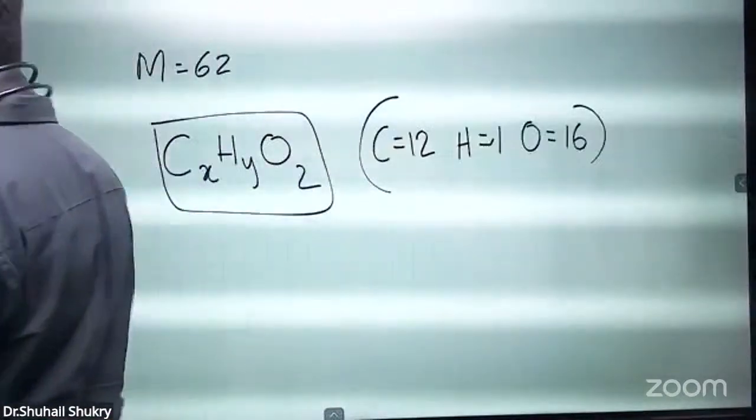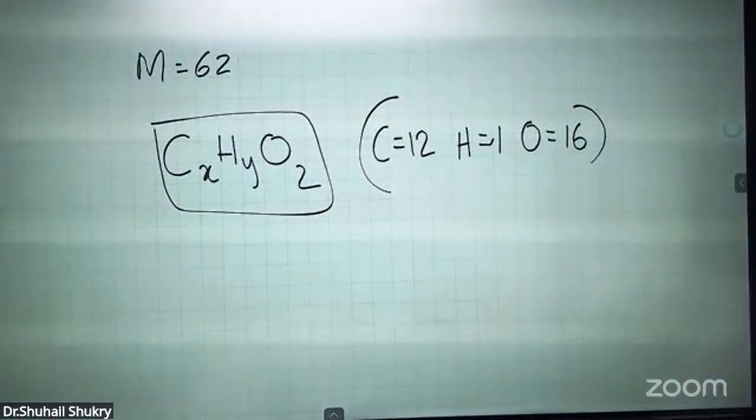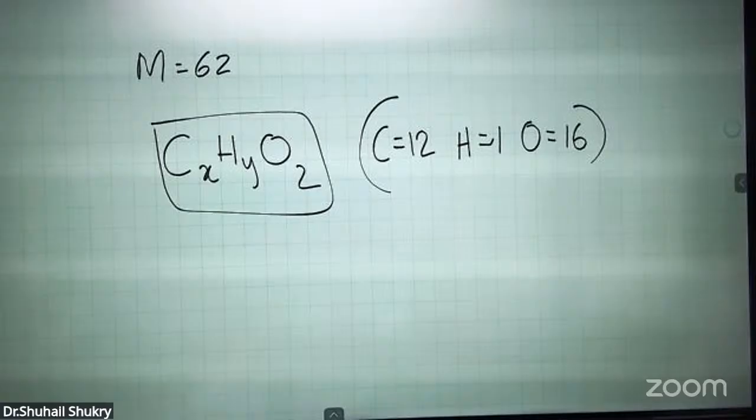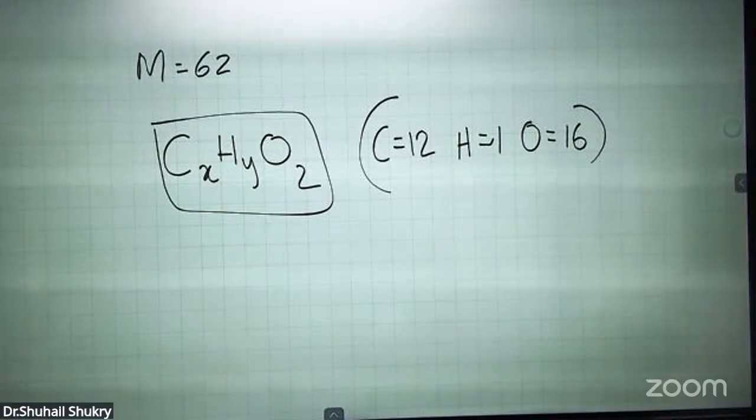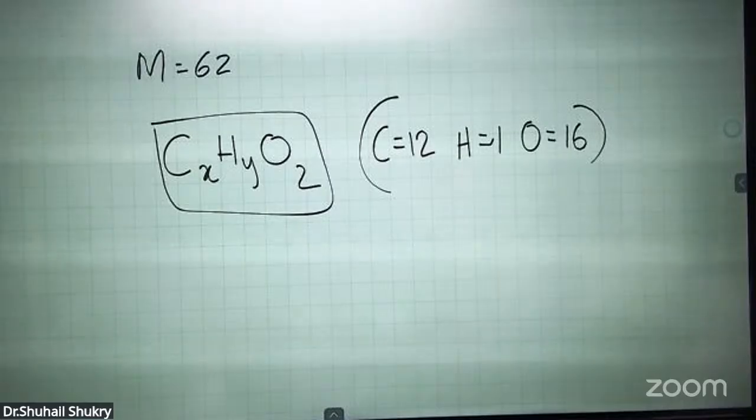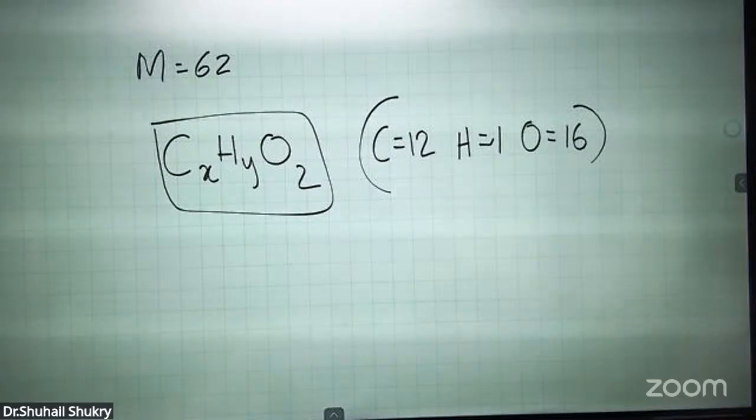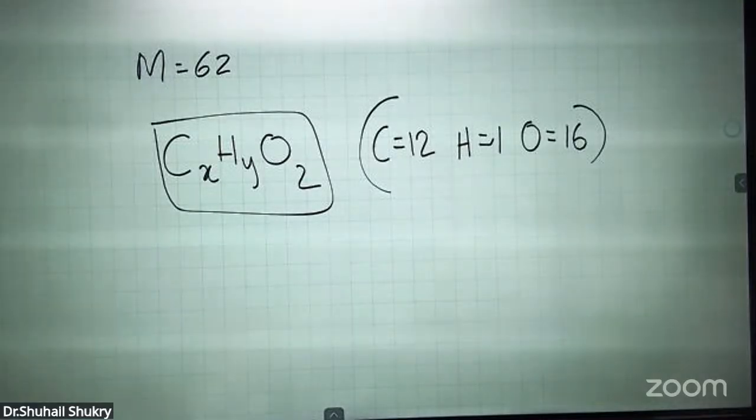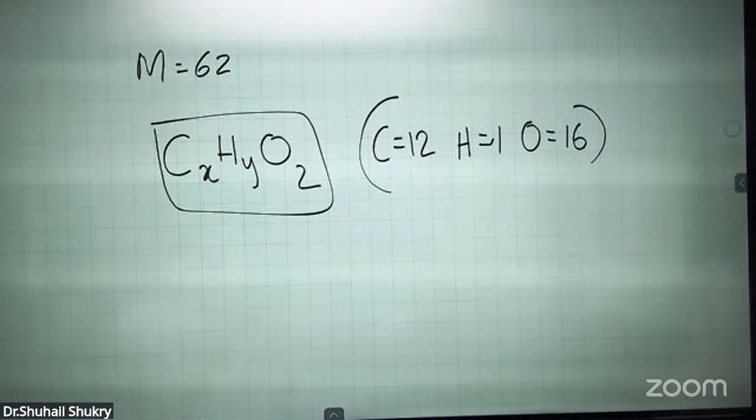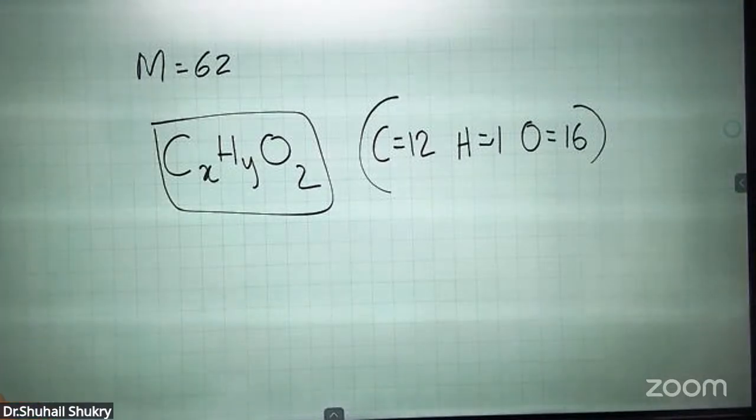Now, this is a different type of question. They have given questions like this as well. 88 milligram of CO2 and 54 milligram of water. Now, we'll see how to do this type of question, how to find the molecular formula of this one using these reactions. First of all, we'll write this reaction.